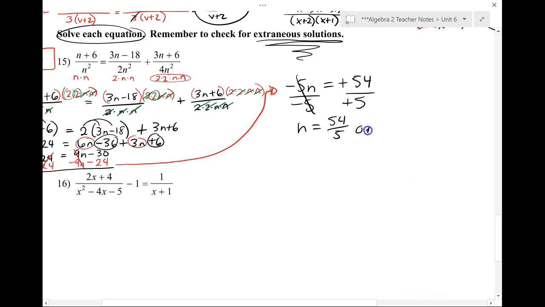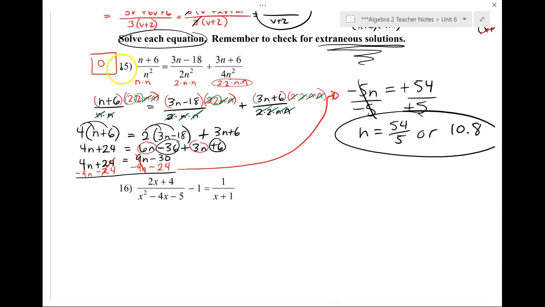But I could also write this as a decimal, 54 over 5 is equal to 10.8. Okay, and that would be my solution. And just double check, go back and see if your excluded value over here equals that one. No, because the excluded value was 0. So this 54 over 5 will work.